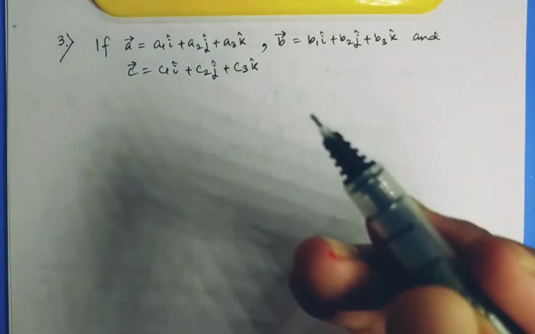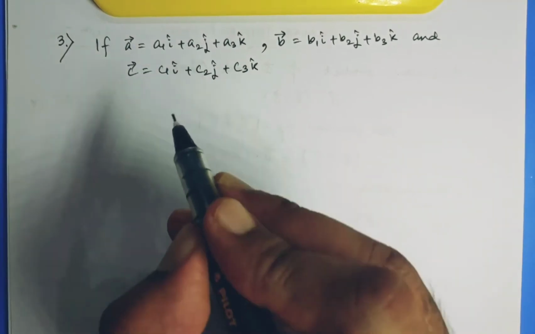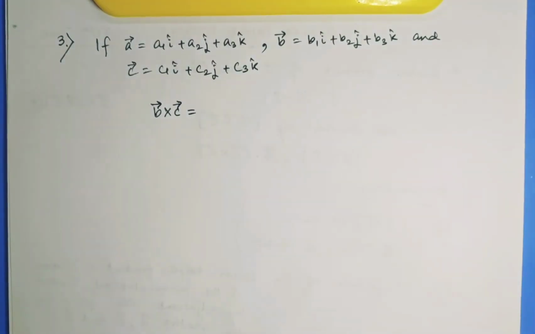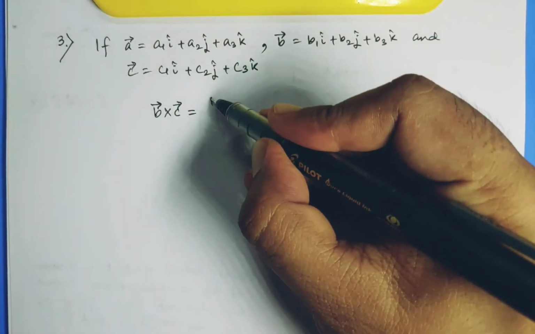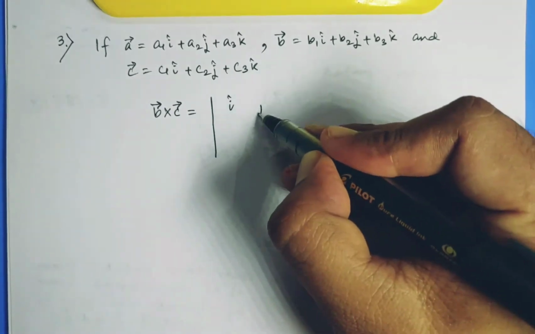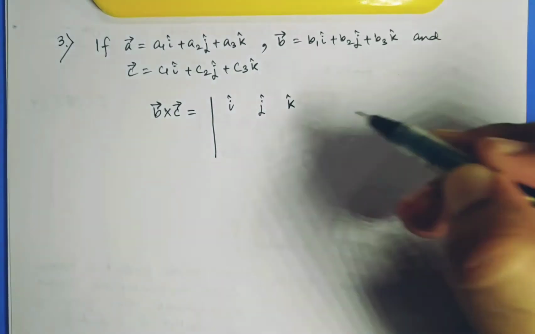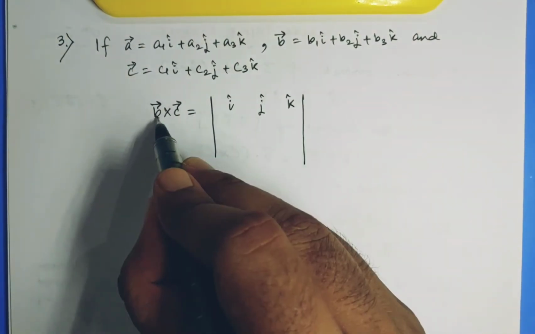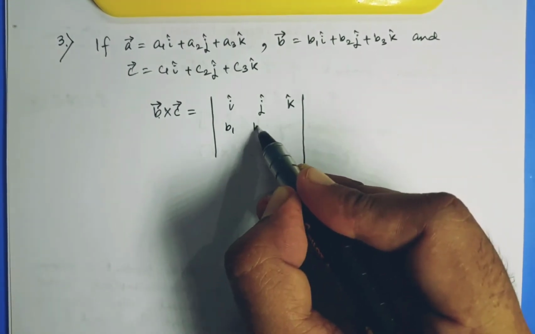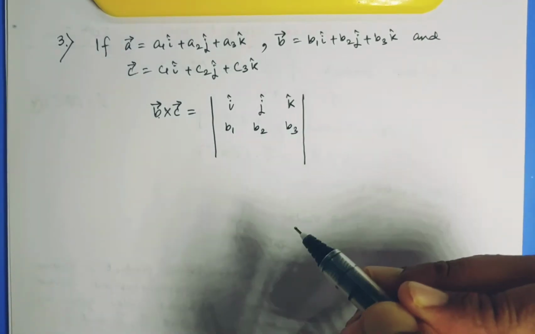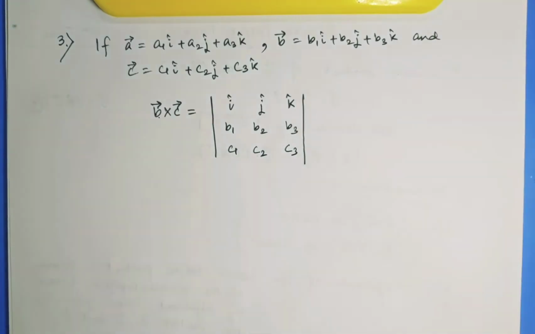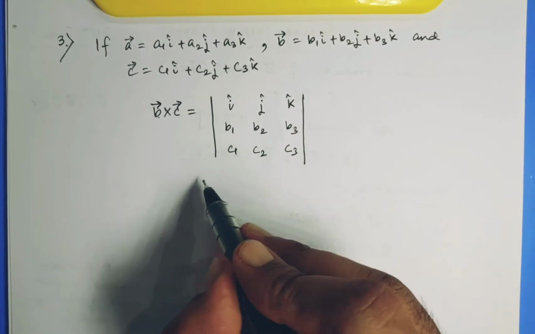Let's find it. First thing, just like the previous proof, we did what? We found out B cross C first. Can you tell me what was B cross C? We'll draw the determinant i, j, k, right? Clear? And what we have in here, B is first, so we will write the components of B, B1, B2, B3, right? Then components of C, that is C1, C2, C3, right? It's simple as that. Okay, now let's expand.